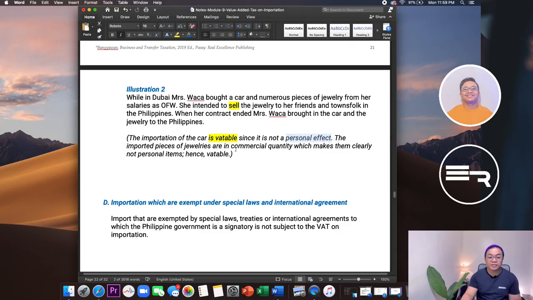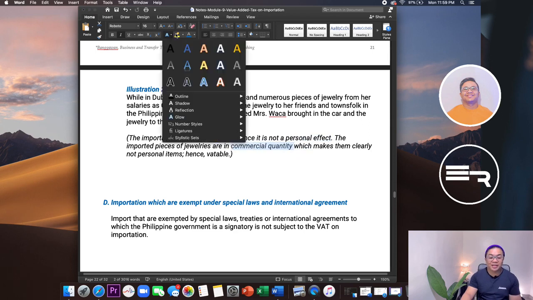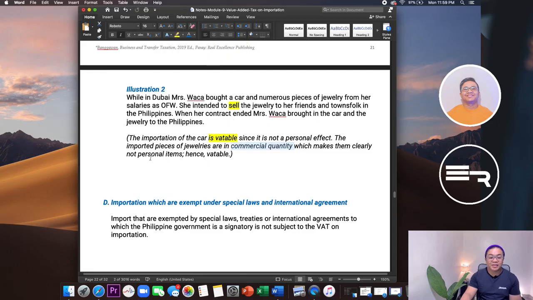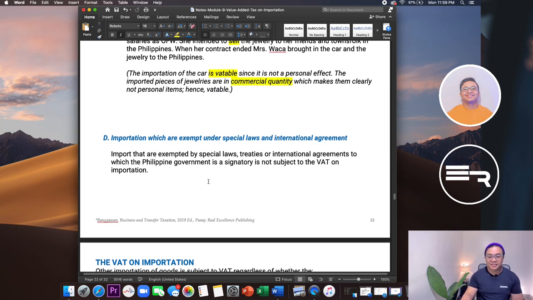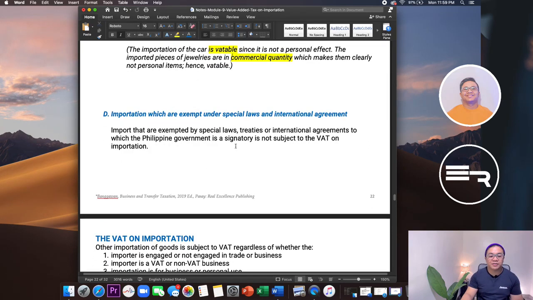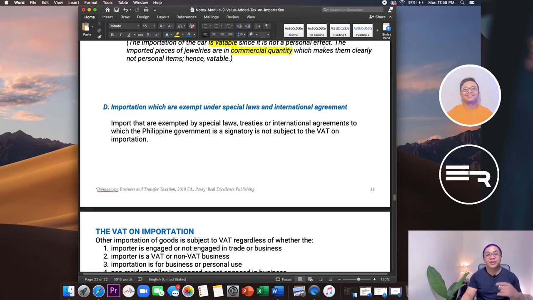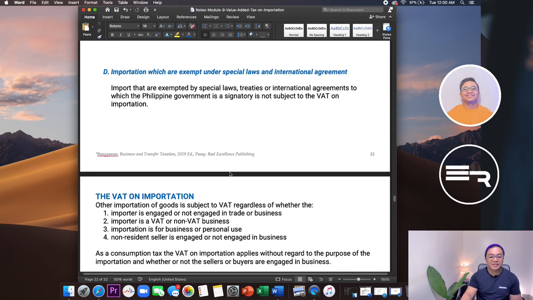Imported pieces of jewelry in commercial quantity. Kasi yung quantity niya, di ba, sobrang dami na, makes them clearly not personal. So, yung commercial quantity, kailangan din natin i-analyze. Importation which are exempt under special laws. Okay, di ba, ni-enumerate natin yung naalala mo, 5 or 6 items yun. Yung sa rice natin, yung mga under special laws yan.